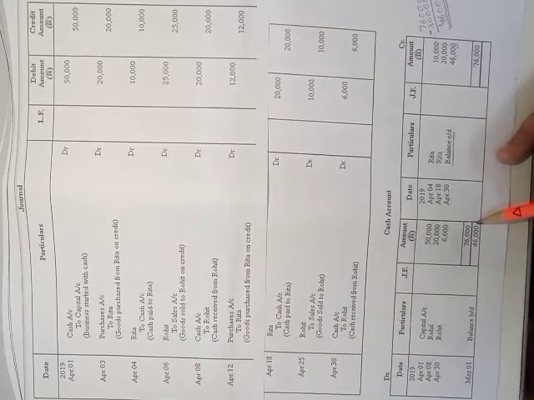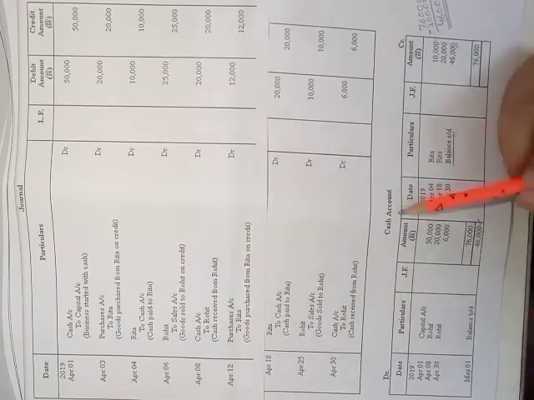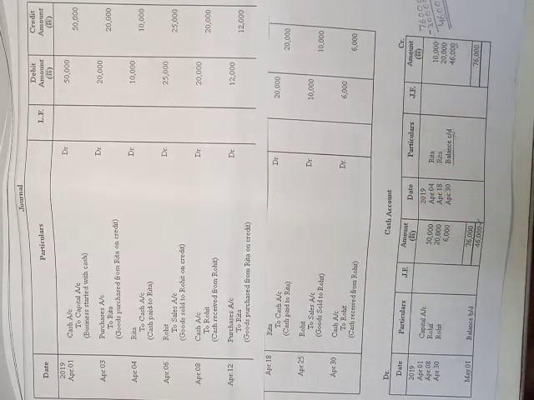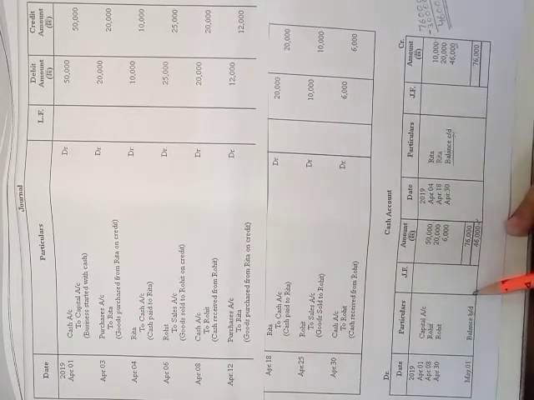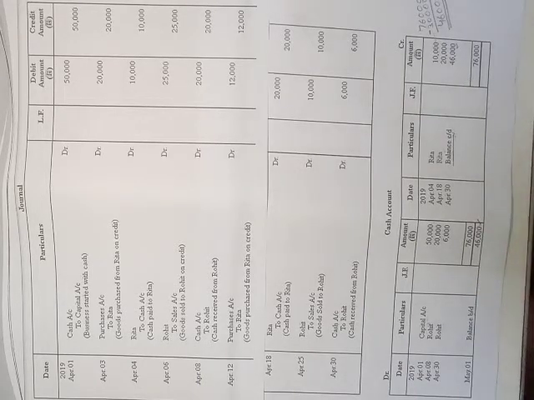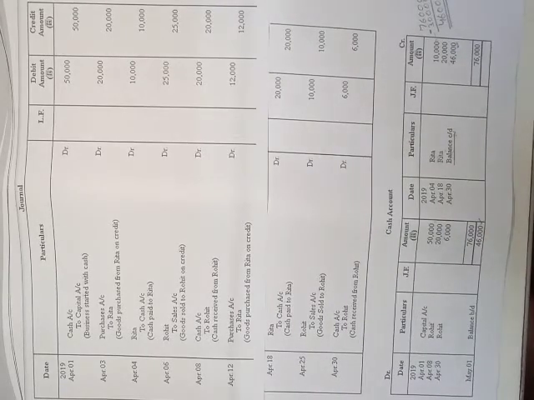Now this 46,000 shows the debit balance of the cash account, which tells us that cash is an asset, and an asset always has a debit balance, as well as you come to know how much cash you are having in hand on May 1st. So on May 1st you are having cash here of 46,000. I think it is clear how to prepare the ledger account.